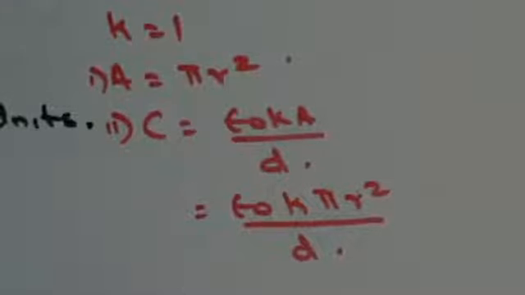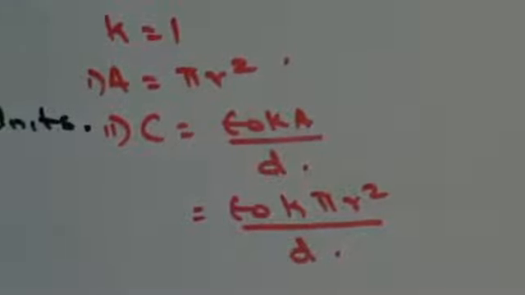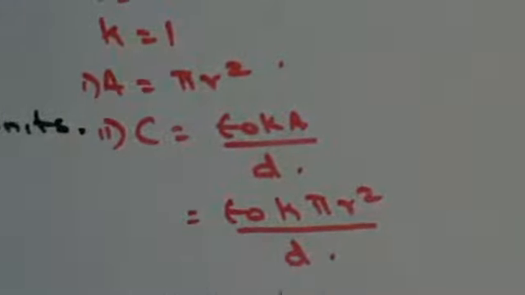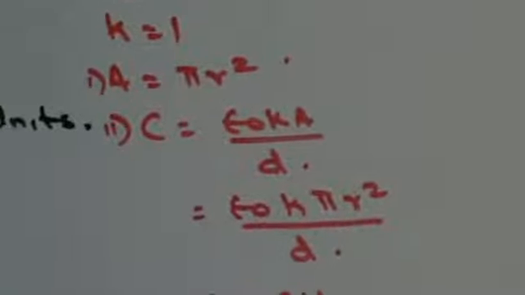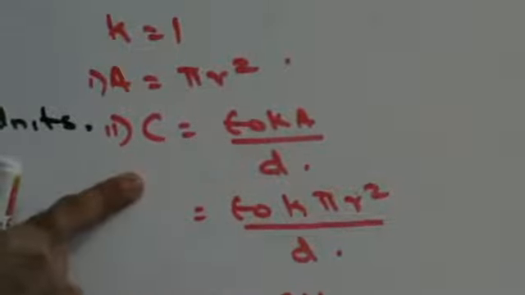Third thing they have asked you to find out is the charge. Charge is CV, potential difference is given, capacitance you will come to know from here. And last, they have asked you to find out the electric field intensity. That will be nothing but V upon d. So you apply the 4 formulas and you will get your answer.